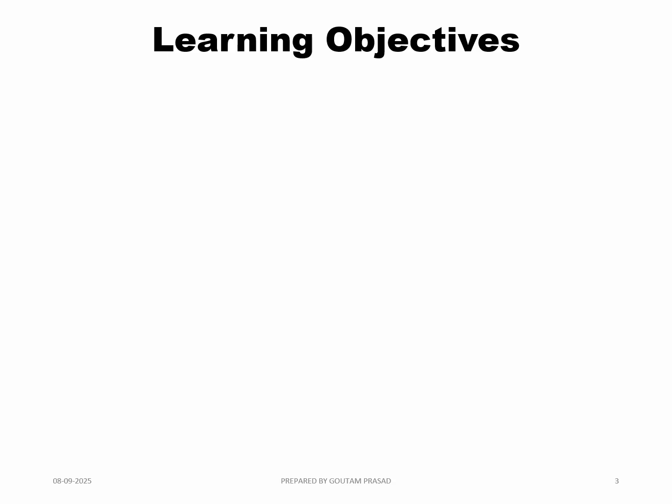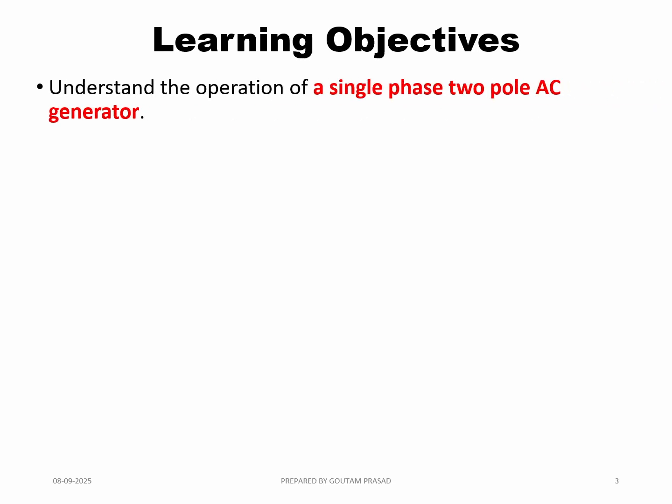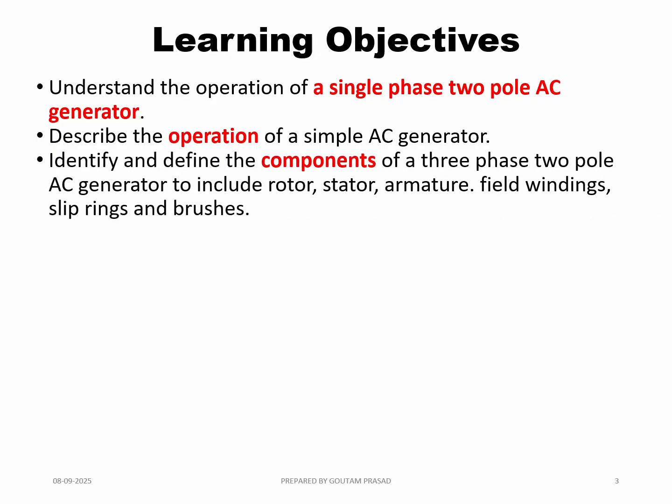So, friends, let's proceed. Let's first discuss the learning objectives of an alternator. First, we will discuss the understanding about the operation of a single-phase two-pole AC generator, followed by describing the operation of a simple AC generator. And then we would learn to identify and define the components of a three-phase two-pole AC generator to include rotor, stator, and armature, field winding, slip ring, and brushes.